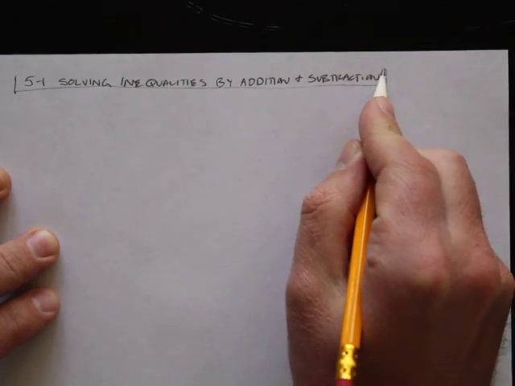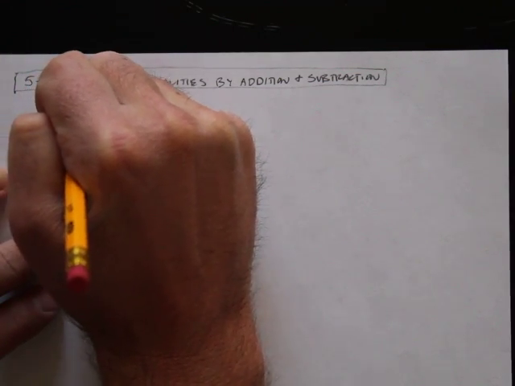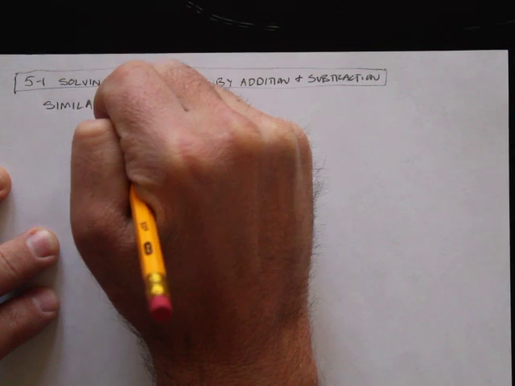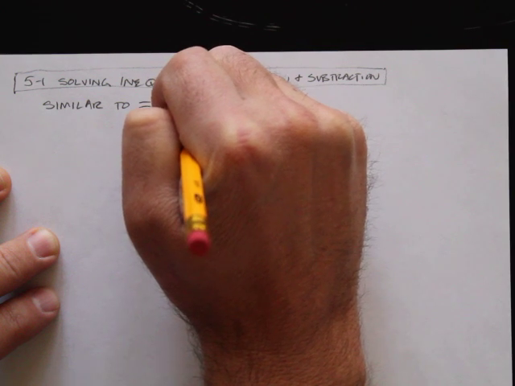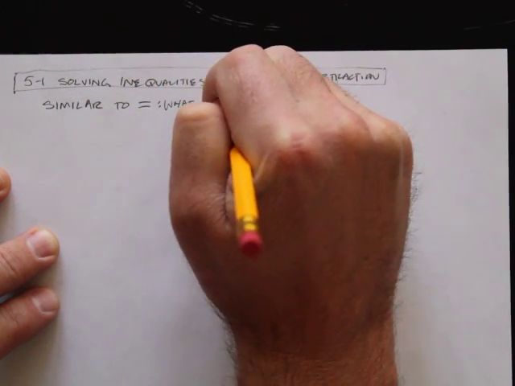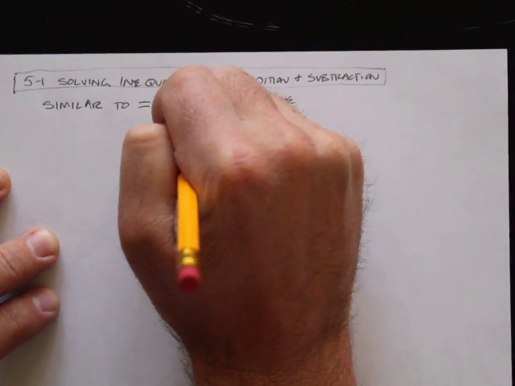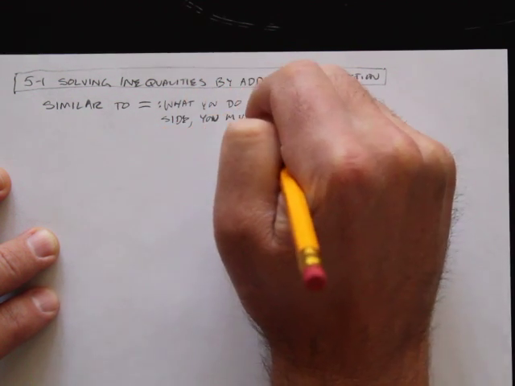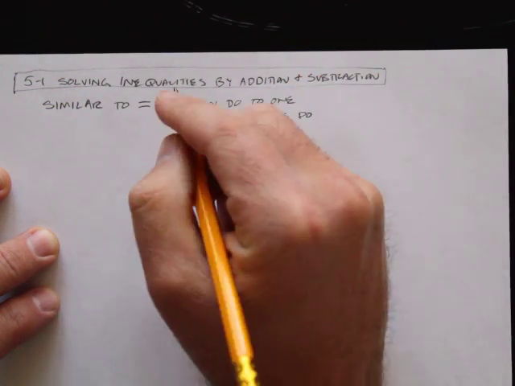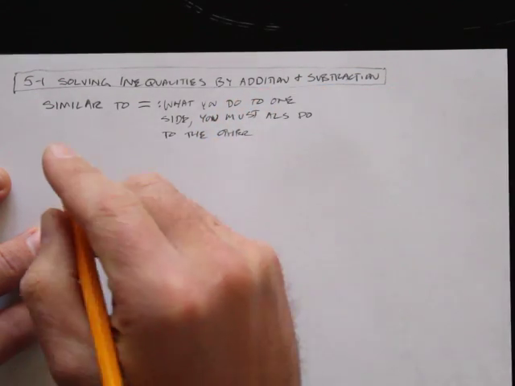So the way we solve inequalities is pretty much the same as we solved equations. It's very similar to equations in one key aspect, and that is what you do to one side, you must also do to the other.